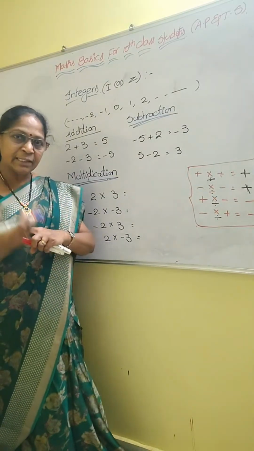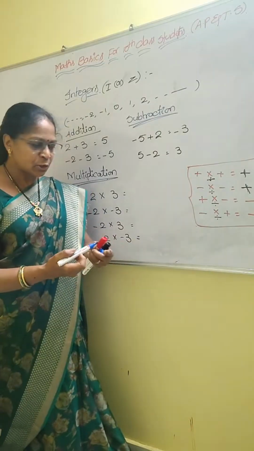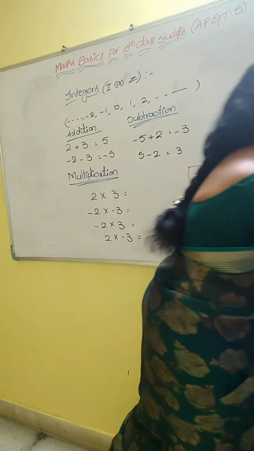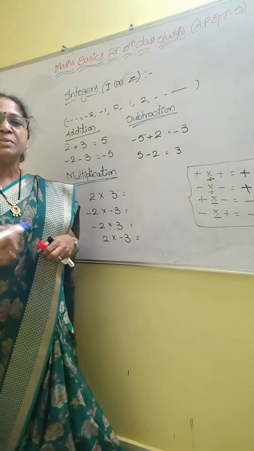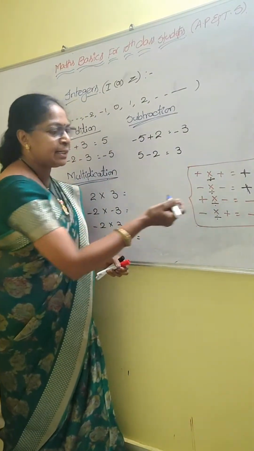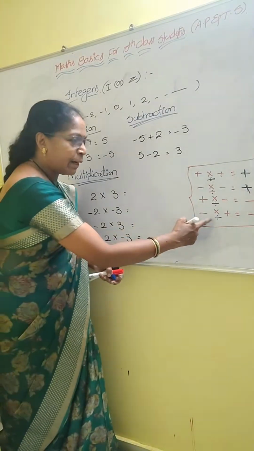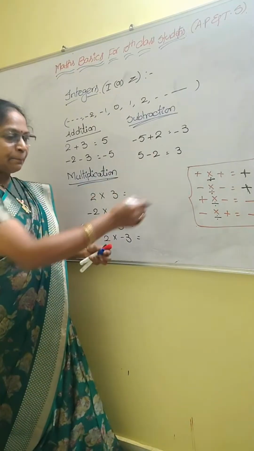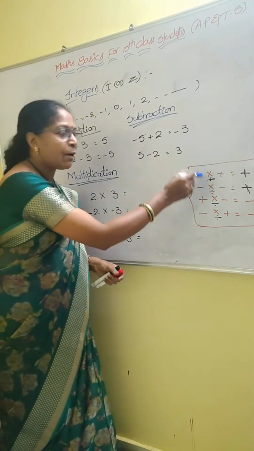If you divide these two symbols, you will also get the same thing. If you divide these two symbols also, you will get the same, that is minus. Here also minus divided by plus, you will get negative. These are the basic rules. Just you have to remember this.